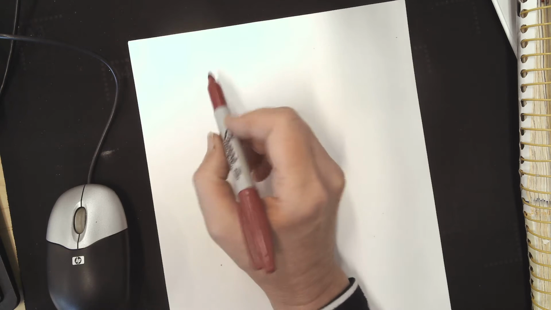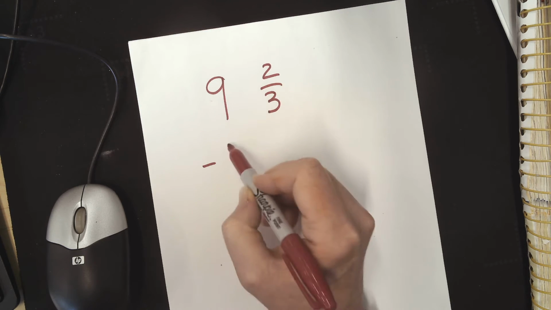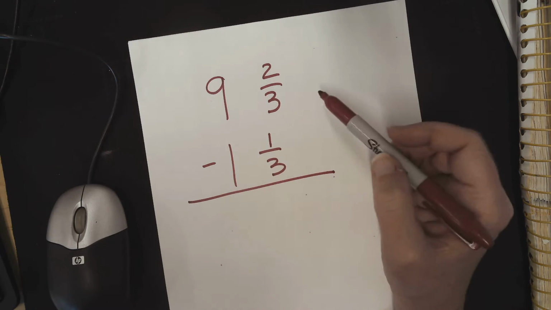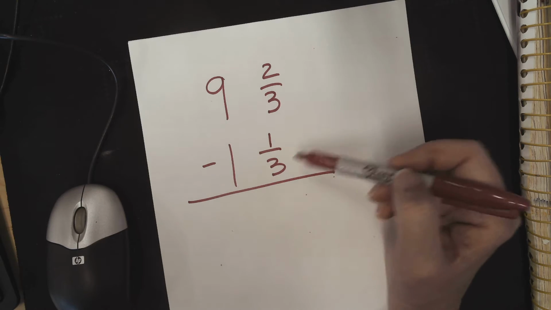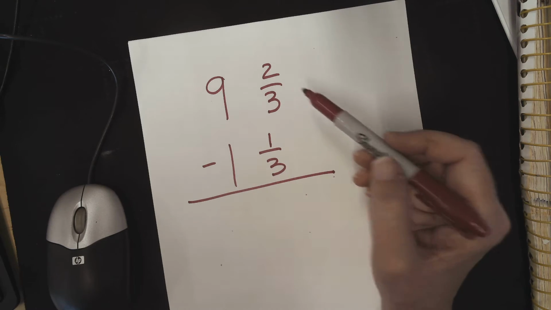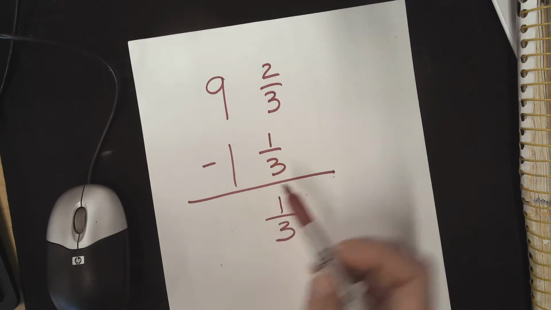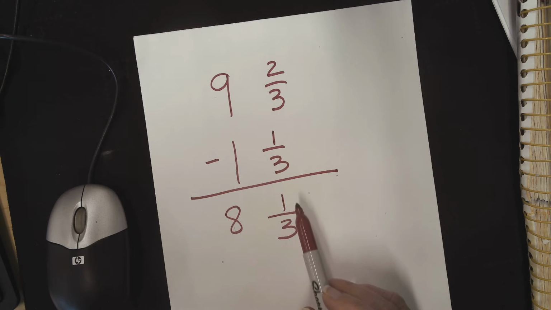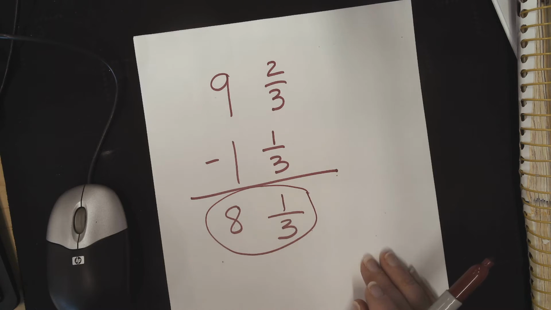Okay, if I have something like 9 and 2/3 minus 1 and 1/3, you can see, do I have an equivalent fraction? I have a common denominator of 3, so I can go ahead and start subtracting. 2 minus 1 is 1. 9 minus 1 is 8. Then I look at my fraction. Can I reduce this? And I cannot, because both 1 and 3 are prime numbers, so I know that I'm finished, and my answer is 8 and 1/3.